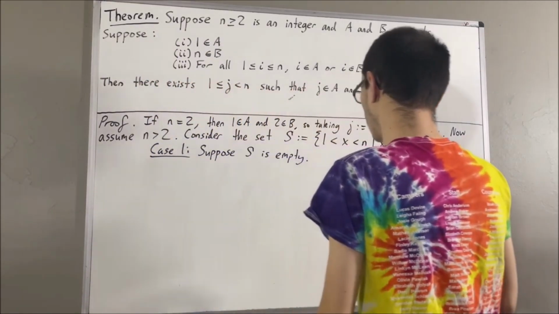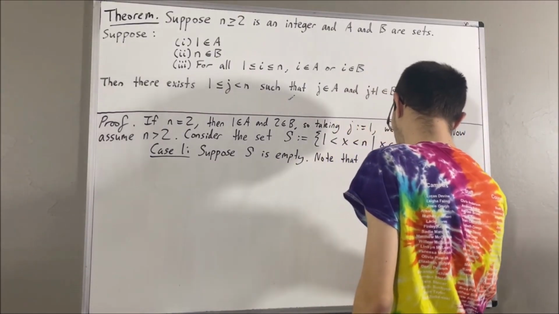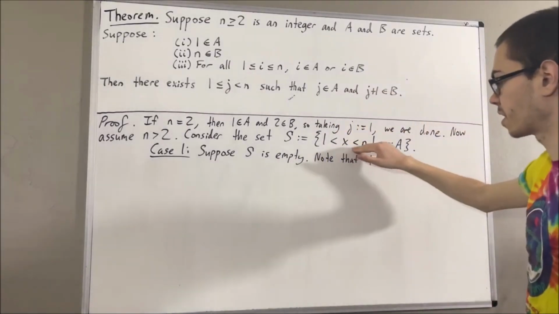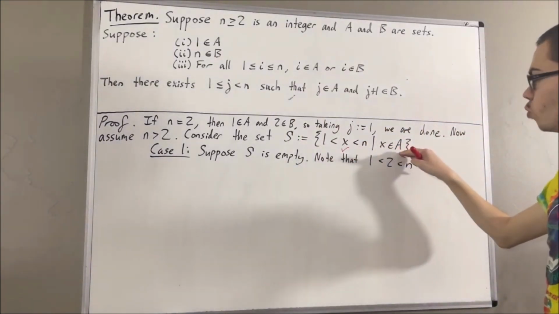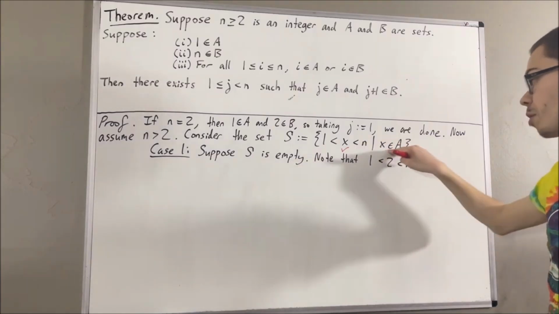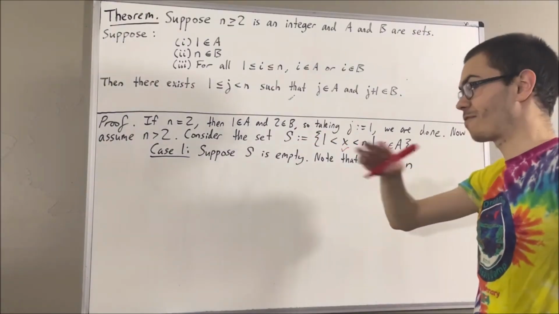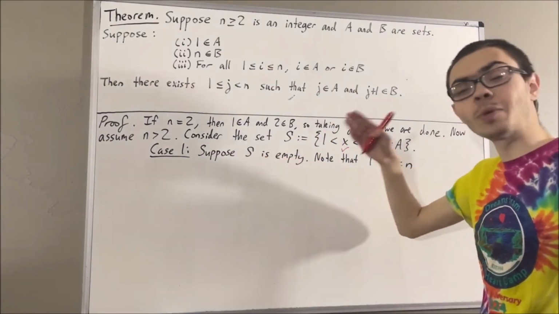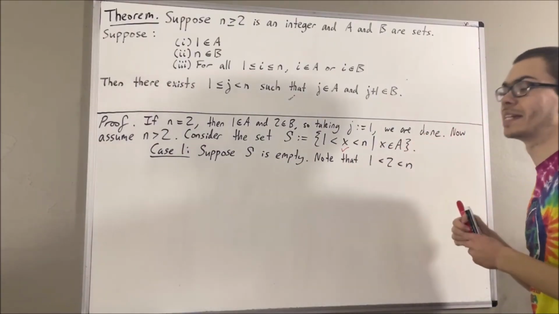Well then notice, we know that 1 is less than 2 is less than n. So 2 satisfies this condition, but is it also true that 2 is an element of A? Well, what happens if 2 is an element of A? Well then 2 satisfies all the requirements to be an element of S, so 2 is an element of S. But that contradicts the fact that S is empty. So it can't be the case that 2 is an element of A. We must instead have 2 is not an element of A.